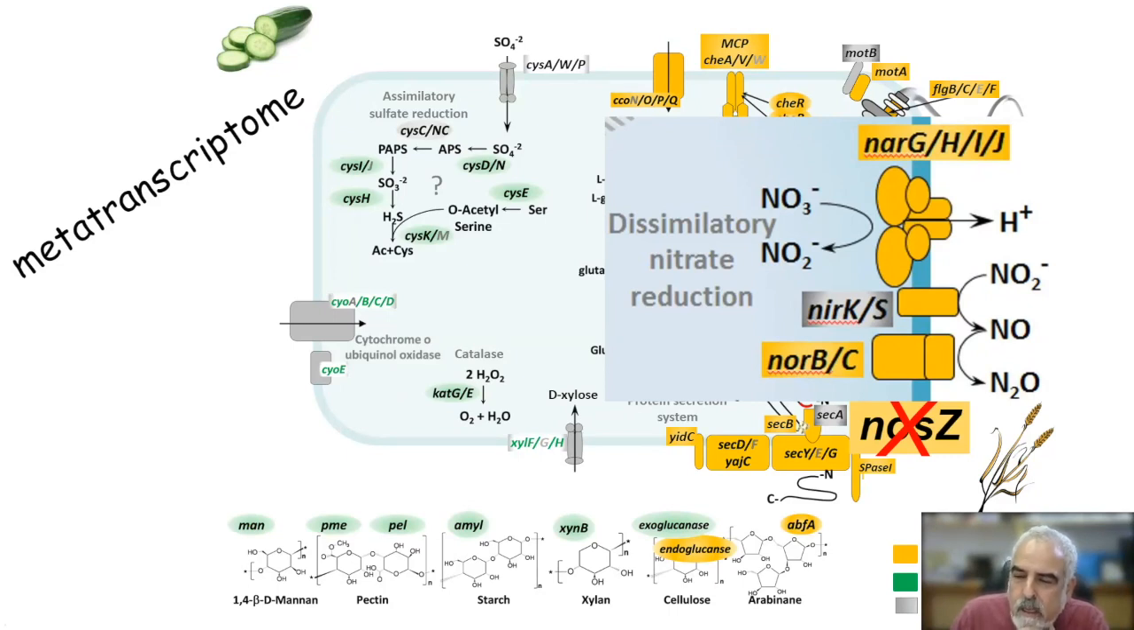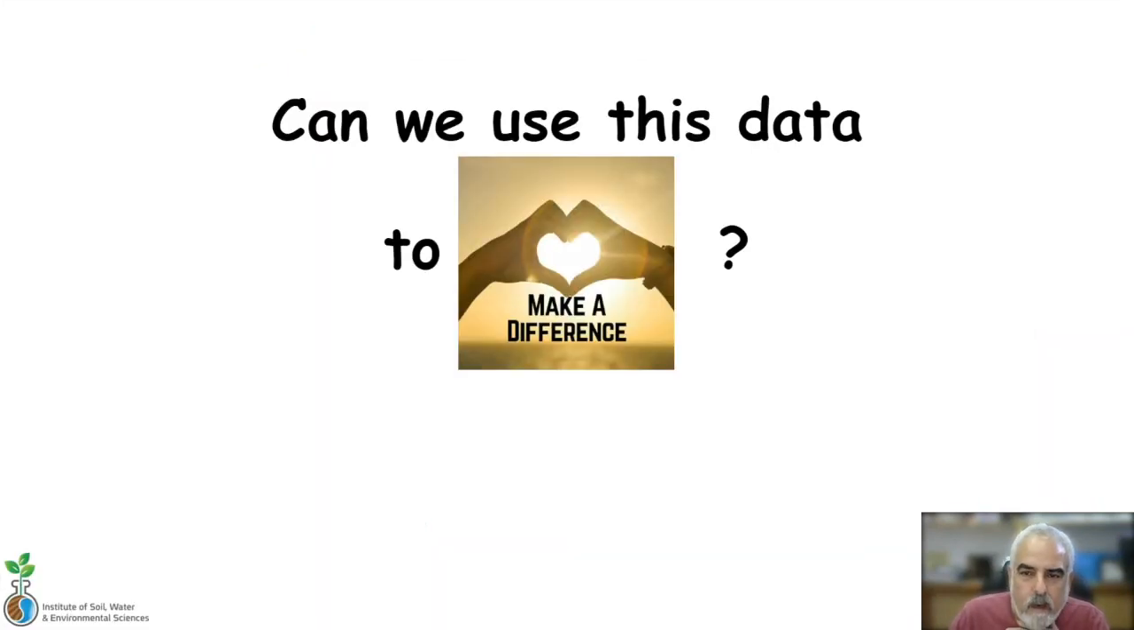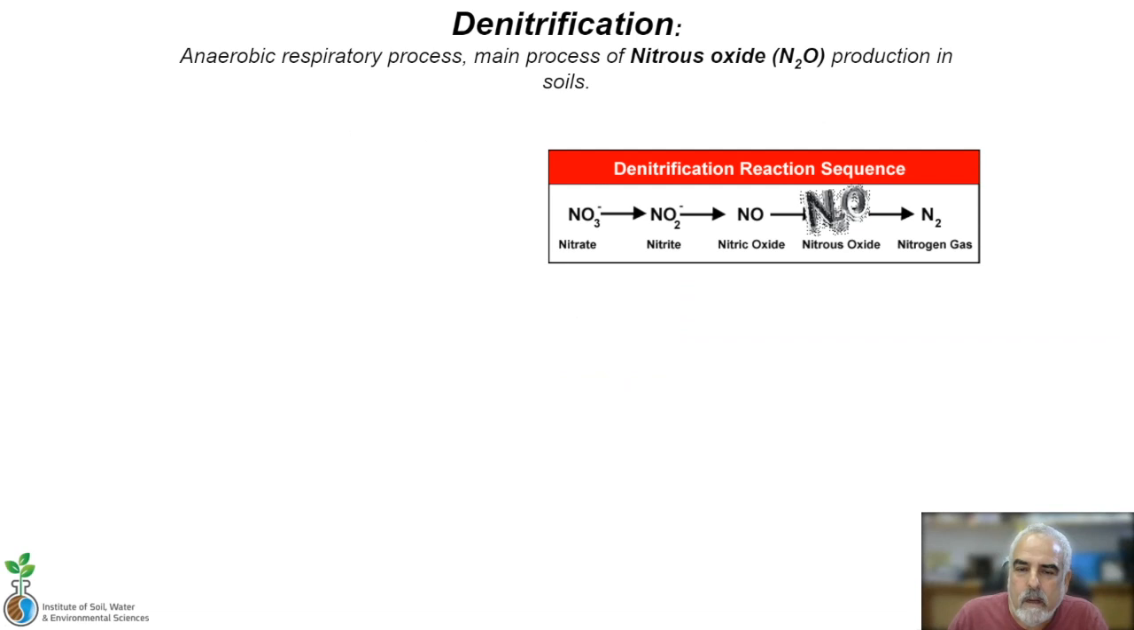The gene is called nosZ, and the enzyme should reduce the nitrous oxide, N2O, to dinitrogen, N2, which is an inert gas that is released to the atmosphere if everything works fine. So we know now that there is a problem. The community does not express nosZ well, and we ask ourselves a question: can we use this data to make any difference? So this is like an ecological study with ecological meaning, but can we use it for something? So I ask you to look a little bit at the denitrification.